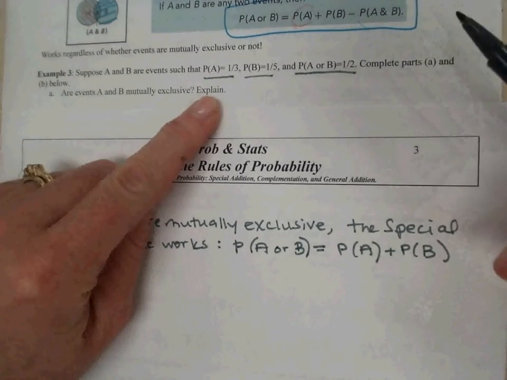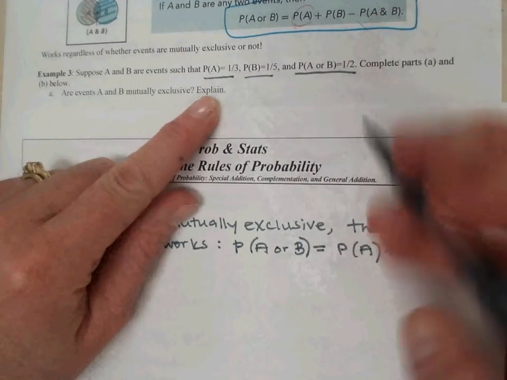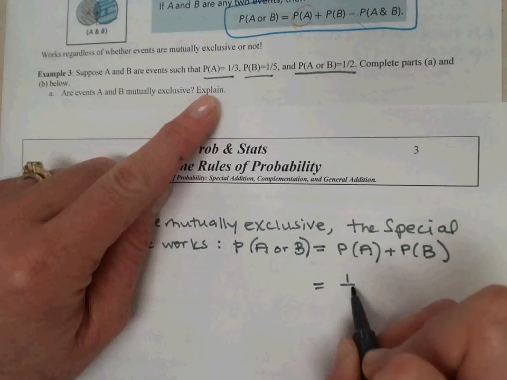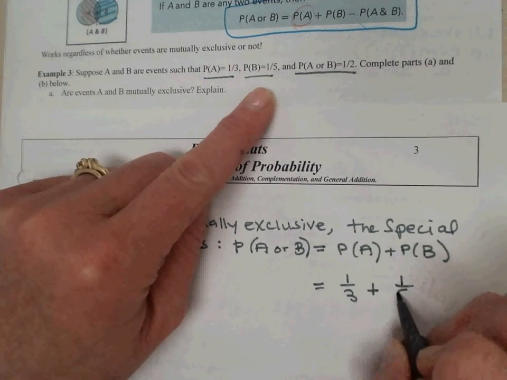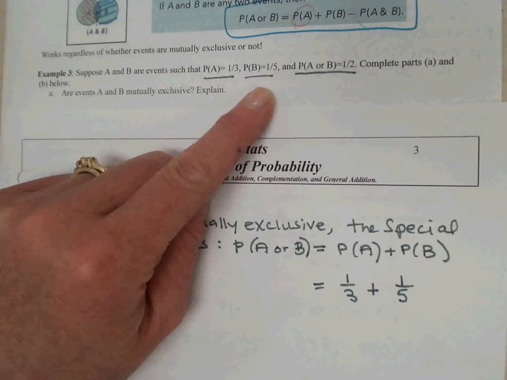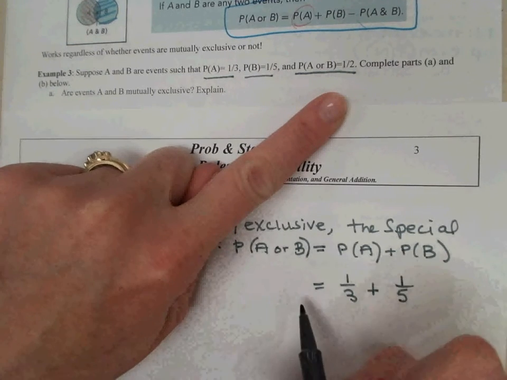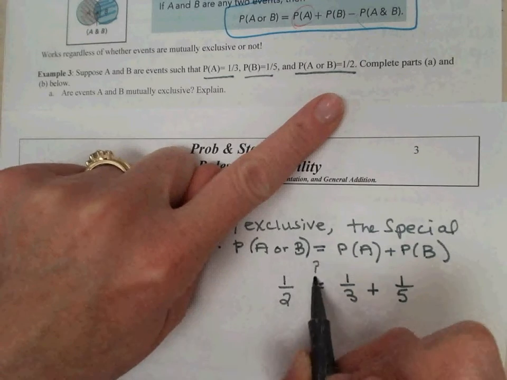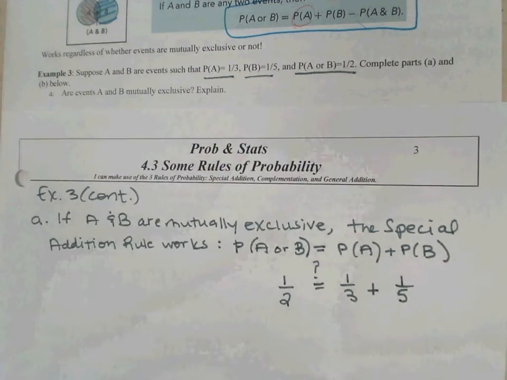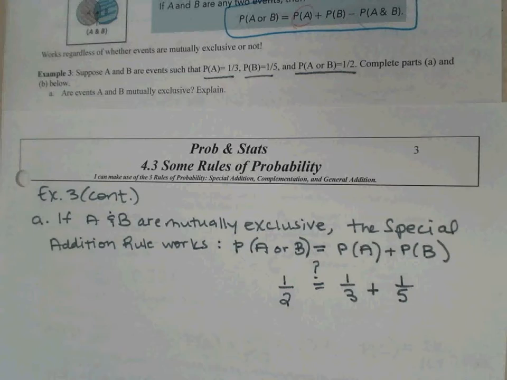We're plugging in the probability of A, that's 1/3. Plugging in the probability of B, that's 1/5. And plugging in the probability of A or B, that's 1/2. I put an equal sign here, but I'm going to put a question mark over it because we're testing this. We're testing to see, does 1/2 equal 1/3 plus 1/5?